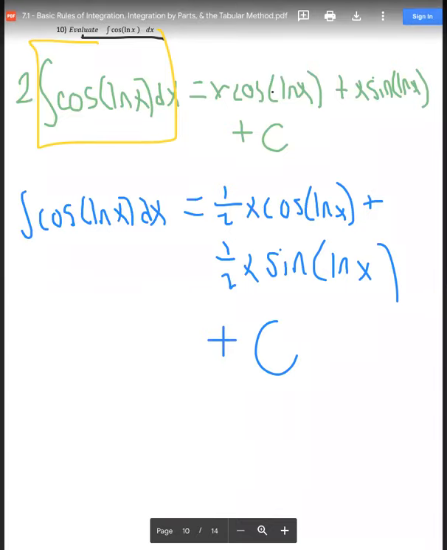Yeah, so that's the last integration by parts problem I'll do for today. I want to do 2 tabular problems. They're really easy. Do you guys know how to do tabular or not really? No, not at all. Not at all? Okay. I promise it's really easy.